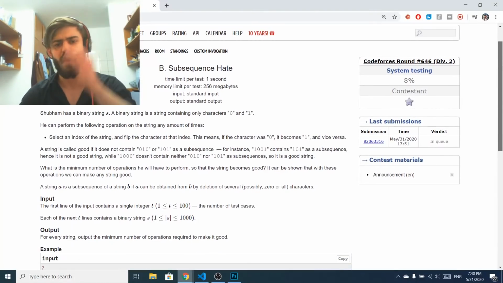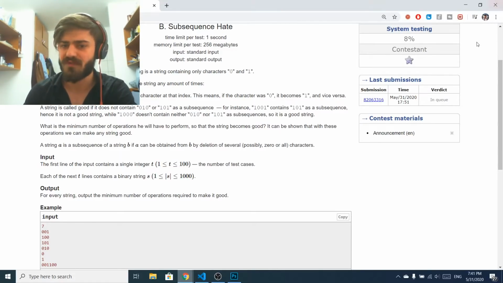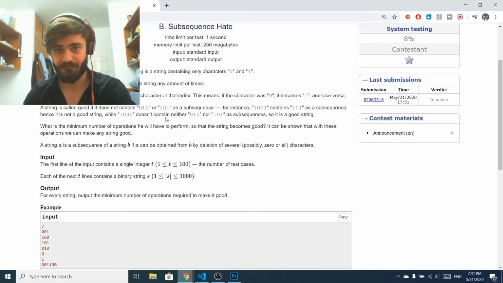Alright, so problem B, really simple. You are given a binary string, so you only have digits 0 and 1, and you need to perform as few flips as possible. In one flip, you pick some character, and if it's a 0 you transform it to a 1, if it's a 1 you transform it to a 0. You should perform the minimum number of flips such that you won't have the subsequence 0 1 0 or 1 0 1 in the final string. Cool, pretty easy, right? Maybe it is, maybe it isn't, could be tricky.